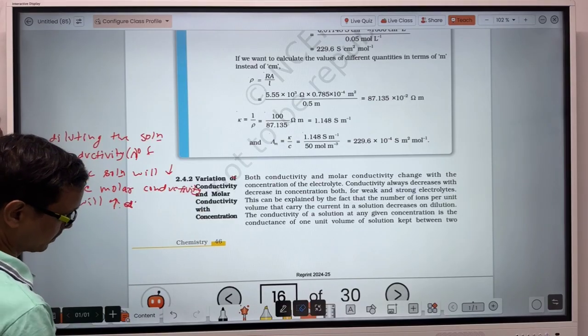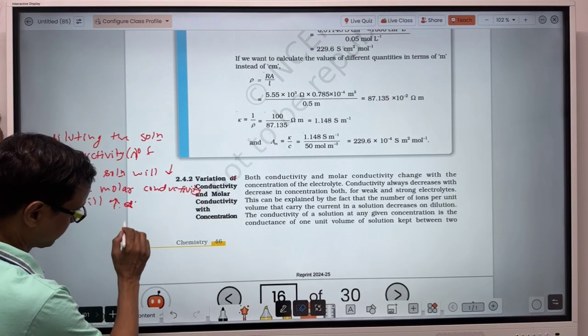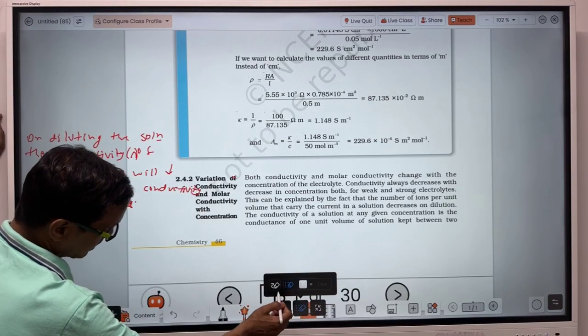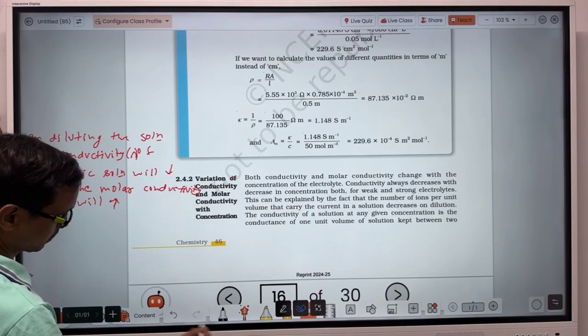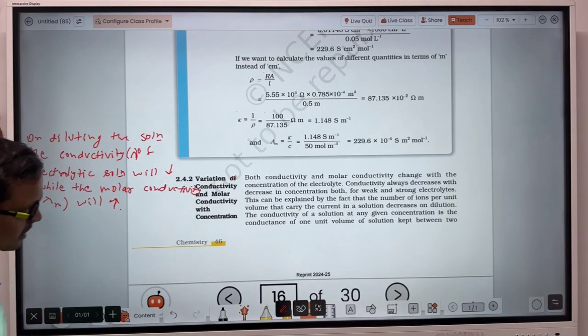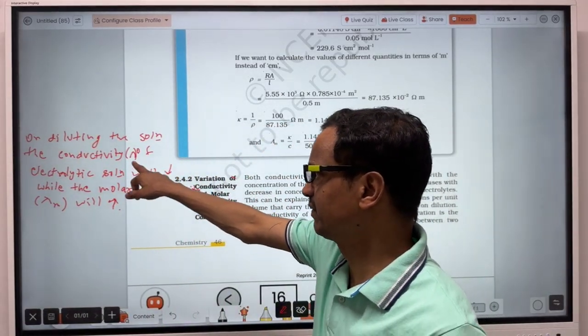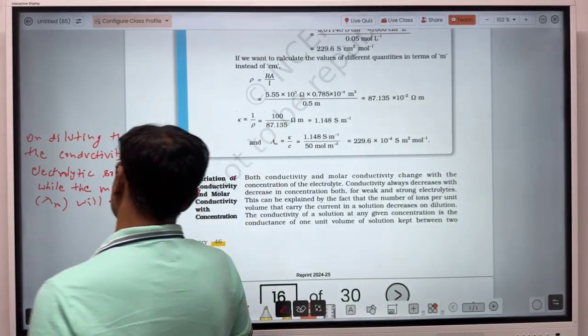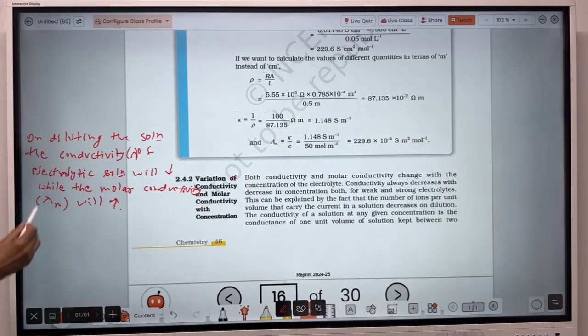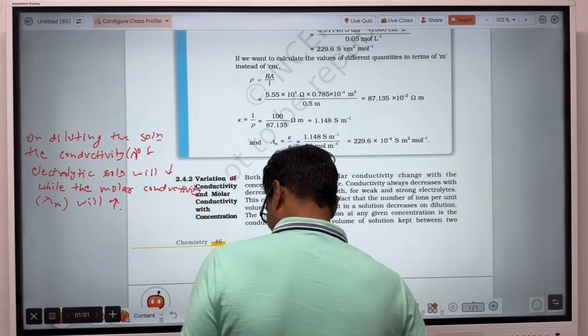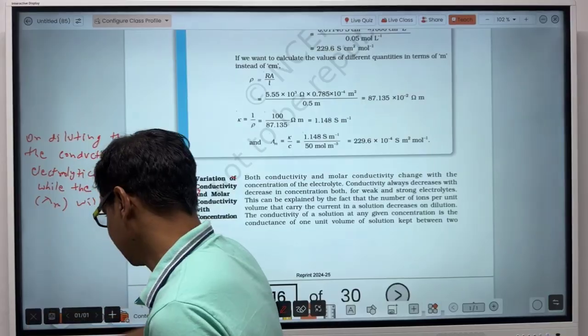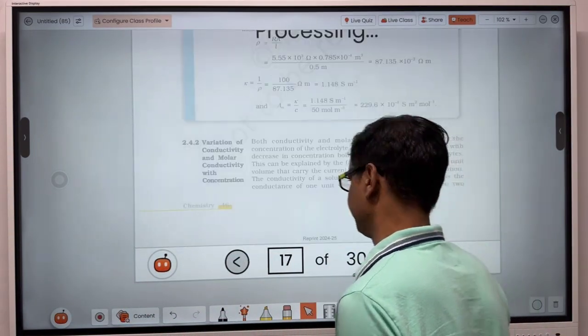That is important for your JEE Main examination, for your NEET examination, as well as for your 12th board examination. This point you keep in mind. That is, on diluting the solution, the conductivity, which is represented by lambda, of electrolytic solutions will decrease while the molar conductivity will increase. Okay, so how about that one we will discuss in detail. Let's see.